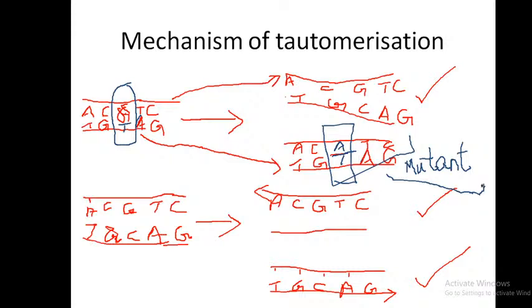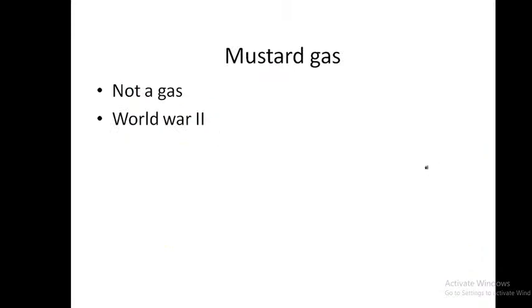You can do the same thing with the coming agents also. So next is deamination by chemicals, mutations induced by chemicals. Many chemicals have been studied, and Muller's discovery of mutagenic effects was shown with the help of X-rays. And mustard gas. Mustard gas was the first chemical which was shown to be mutagenic.